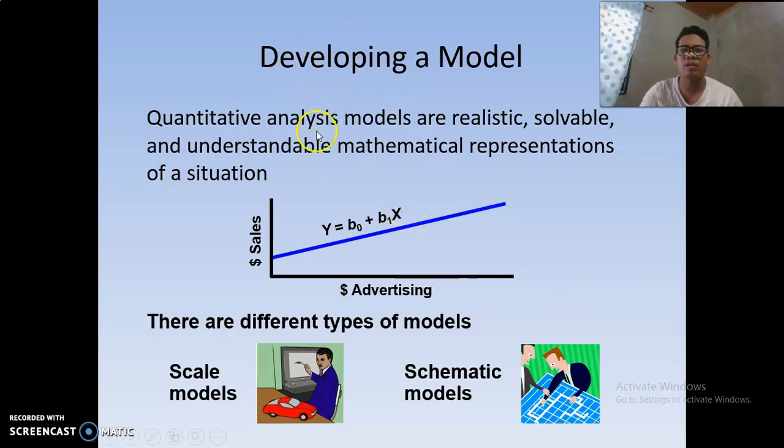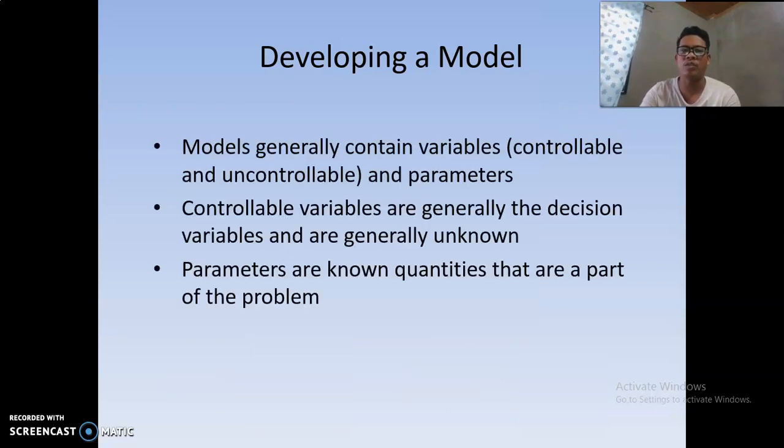To develop a model, a quantitative analysis model must be realistic, solvable, and understandable, with different mathematical representations of the situation. There are two different types of models being used: the scale model and the schematic model. A scale model is a physical representation of a model, while a schematic model is a blueprint of a particular model, which we then apply in real life situations.